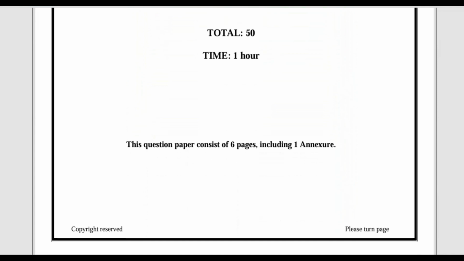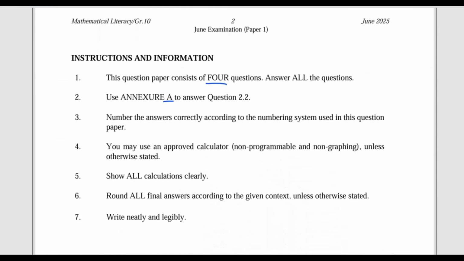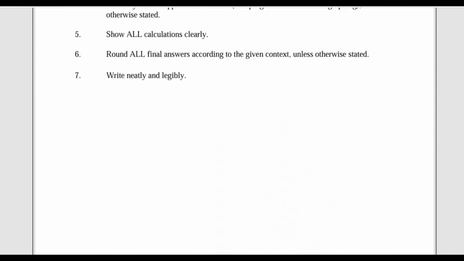When we look at this paper, it was a 50-mark question paper with 1 hour as the duration. We have an annexure. The paper consists of 4 questions. You need to answer all of them. We need to use annexure A for question 2.2. Instructions are just a formality there as always. We just need to remember what is happening there.